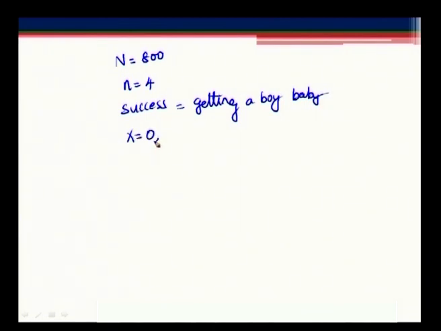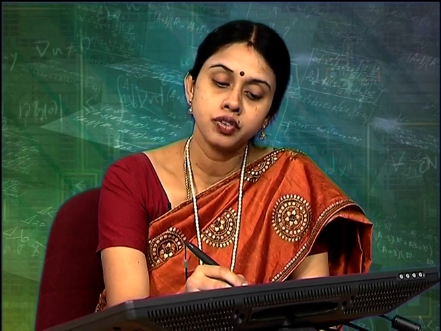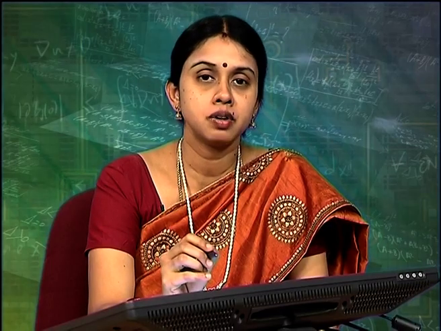There may be no boys in the family, 1 boy and 3 girls, 2 boys and 2 girls, 3 boys and 1 girl, and 4 boys. So x will take the values 0, 1, 2, 3 and 4. Coming to the first question, we have to find what is p. p is getting a boy baby, obviously compared with children, girl or boy. So there are only 2 possibilities, out of which getting a boy baby is 1 by 2. Now we have the 2 parameter values, n is equal to 4 and p is equal to 1 by 2. Hence we can go further in calculating the probabilities.